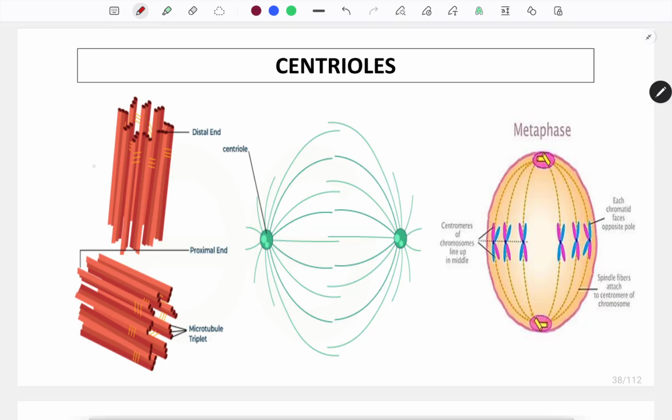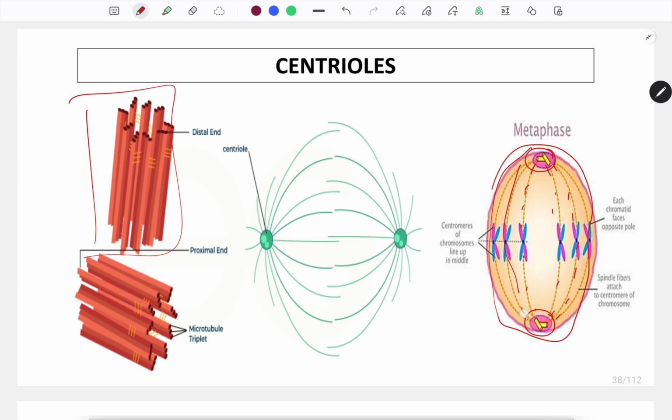This is how centrioles will look. They are present at the edges of the cell. If you consider this one as a cell, then these centrioles will be present at the extreme end of this cell, and they will form spindle fibers. The thread-like structure you are observing here is the spindle fibers, and this is our genetic material in the form of a chromosome.